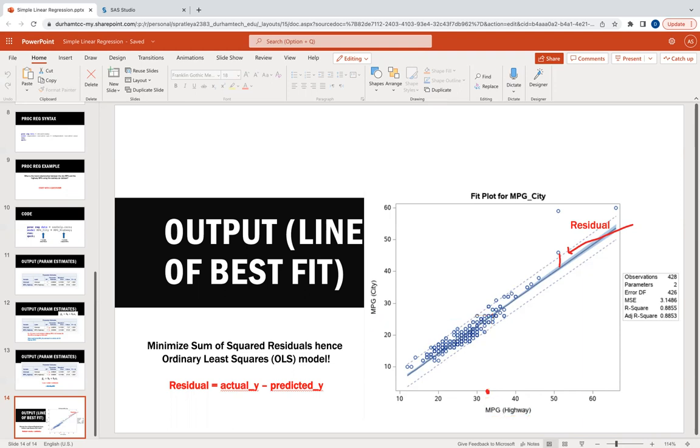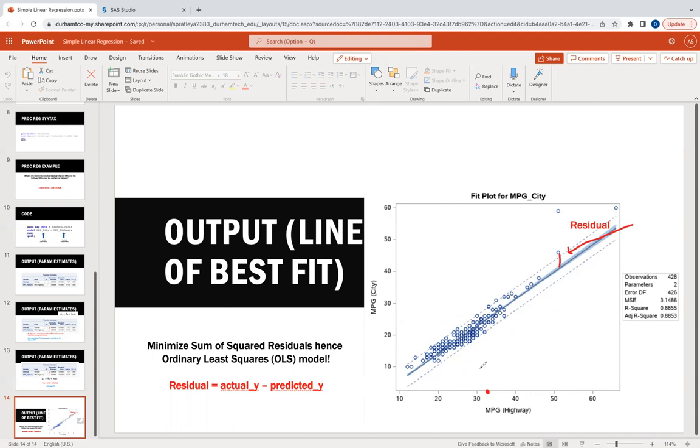And as we learned in our PROC CORR lesson that is on my playlist as well, so you can go look at the PROC CORR tutorial, this is a positive relationship: as miles per gallon on the highway increases, miles per gallon in the city also increases. So I see that these two have a positive linear relationship.